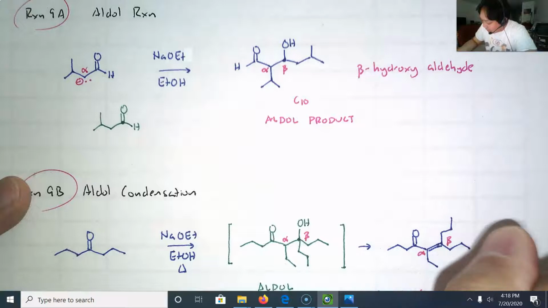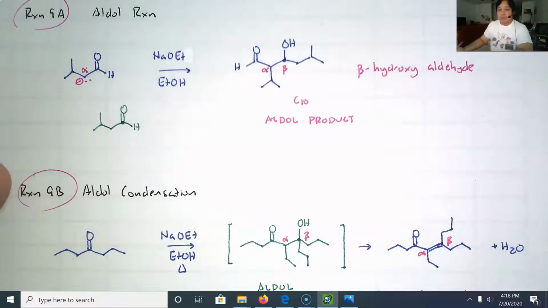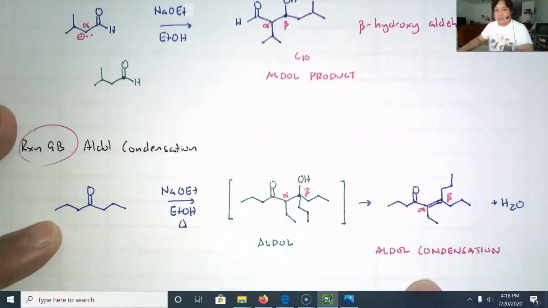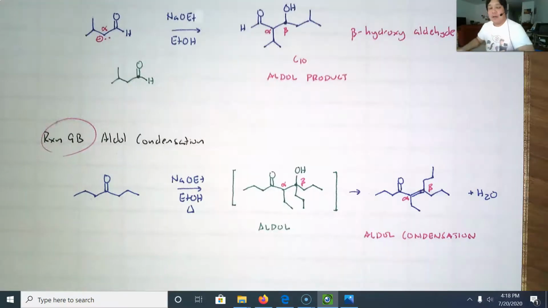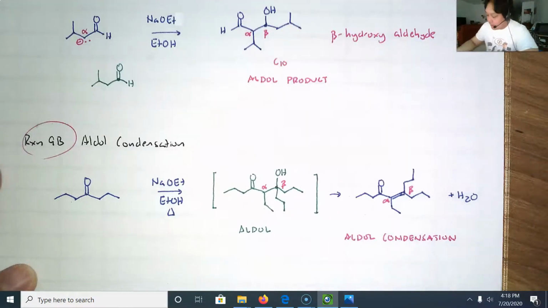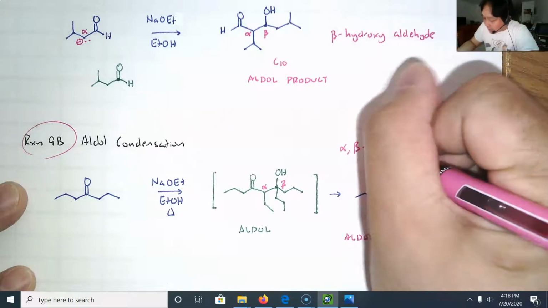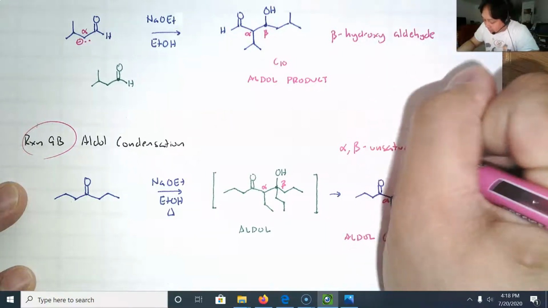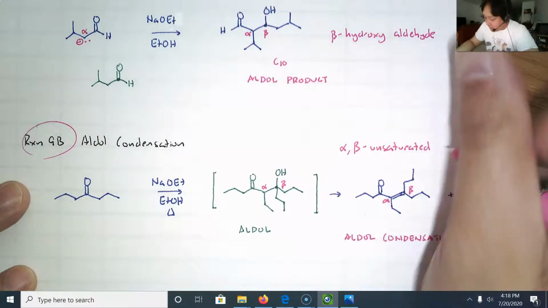Aldol condensation. You make, aldol condensation. Let me zoom out. Okay. You make what's called an alpha, comma, beta, dash, unsaturated. And in this case, it's an unsaturated ketone.